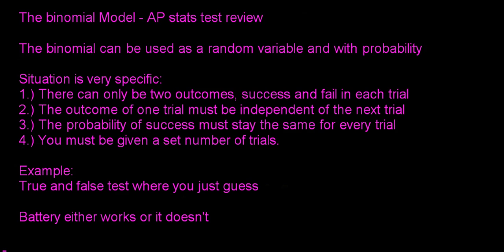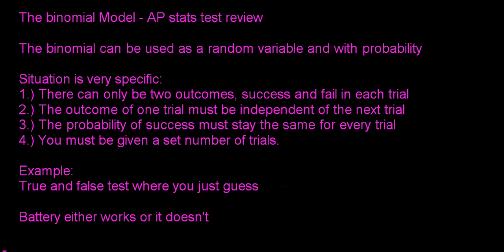All right. Third, the probability of success must stay the same for every trial. So if the probability of success is, say, 20%, then when you repeat and repeat and repeat, the probability must stay 20%. So please be very careful that that has to be true. The probability cannot slowly be increasing or decreasing. That's not binomial. Fourth is you must be given a set number of trials.